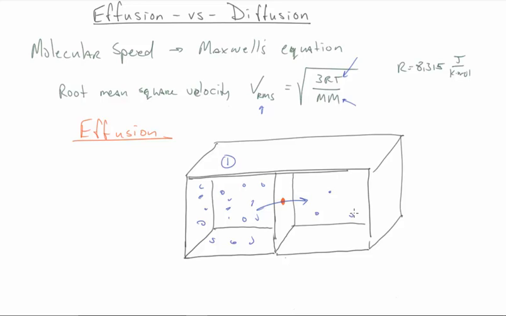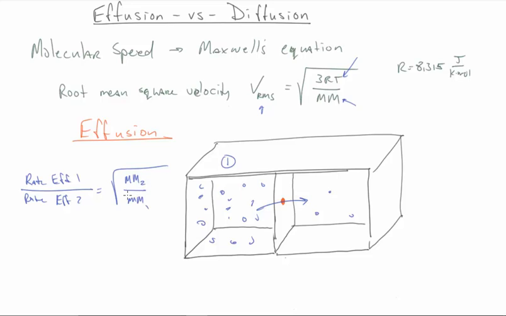Think about what we just learned with Maxwell's equation. The faster those molecules are going, the more of a chance they have to hit that pinhole and make it through, because they will approach more times. So heavier molecules generally have a slower effusion rate. We can mathematically describe this as well. The rate of effusion for molecule 1 divided by the rate of effusion for molecule 2 is equal to the square root of the molar mass of 2 over the molar mass of 1.